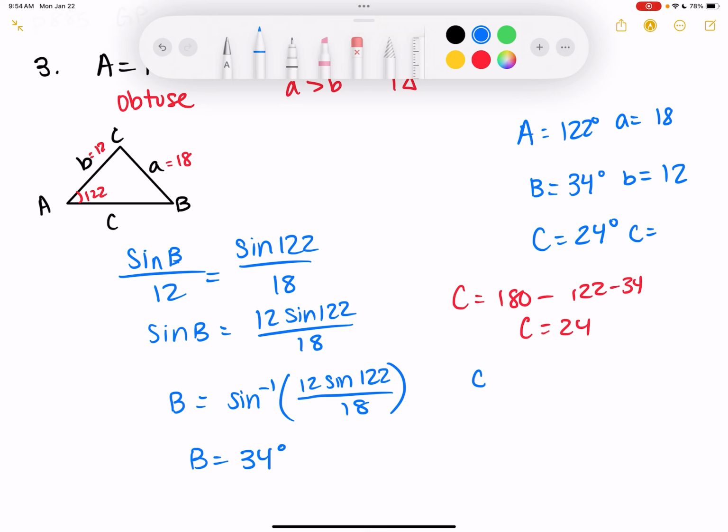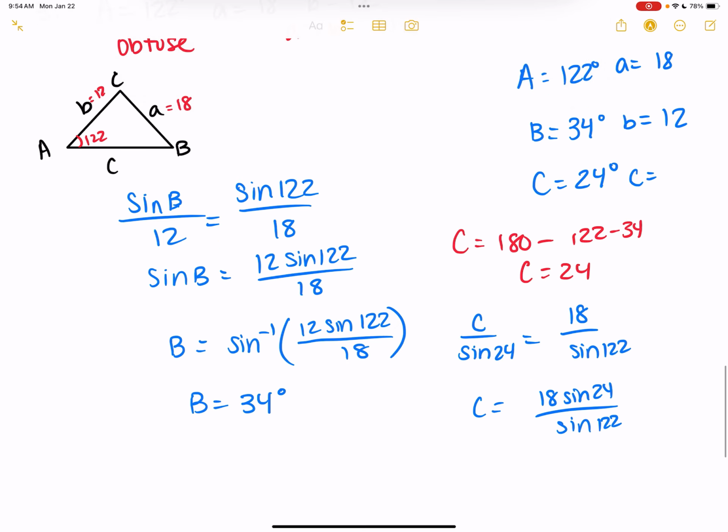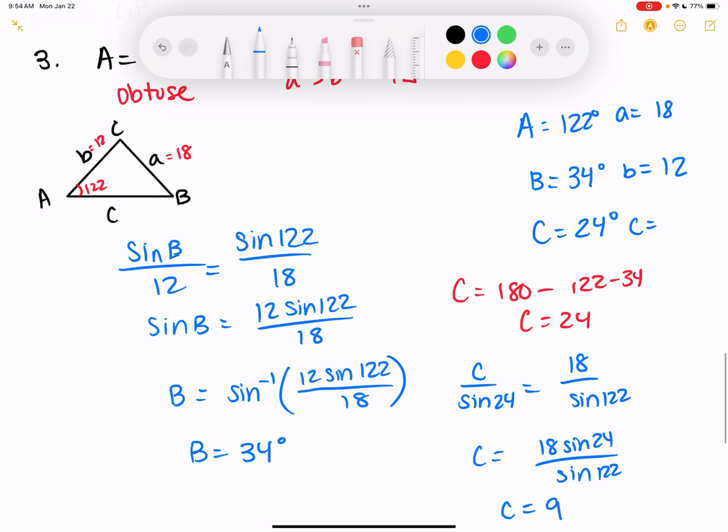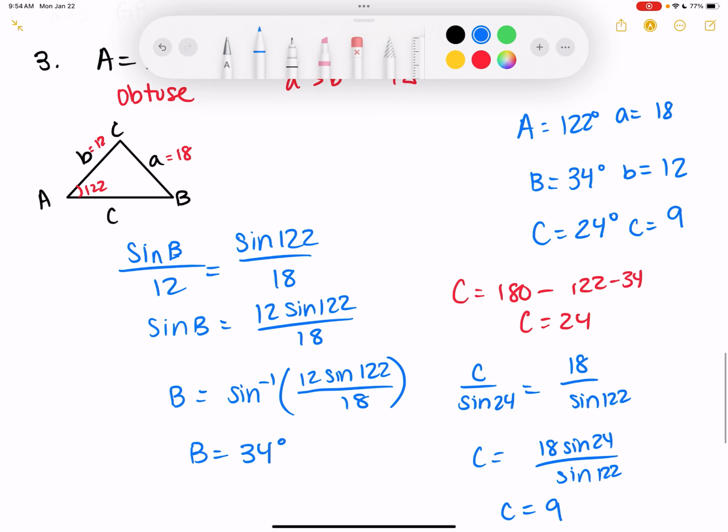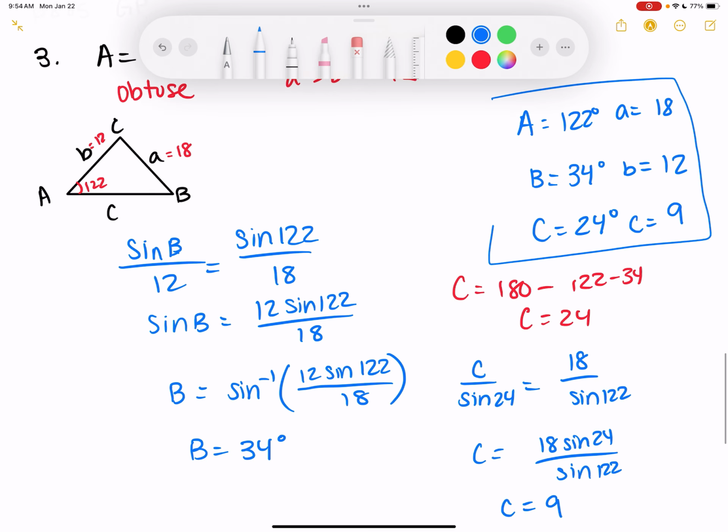So C over the sine of 24 equals 18 over the sine of 122. Multiplied by the sine of 24, so C equals 18 sine of 24 over the sine of 122. Which is 8.6, so we're just going to call that 9. So C is equal to 9. And so then that would be your triangle solved out.